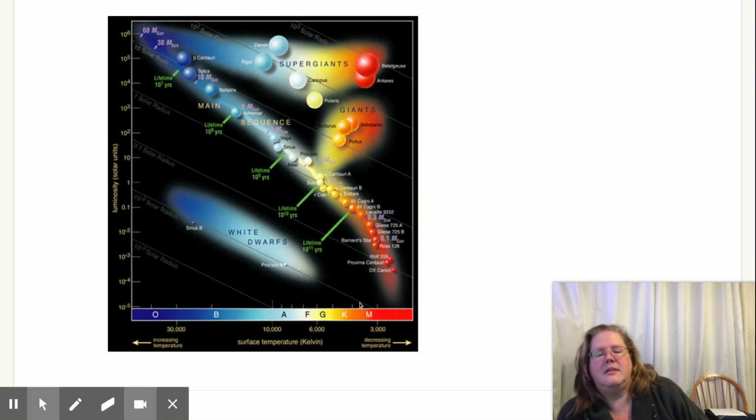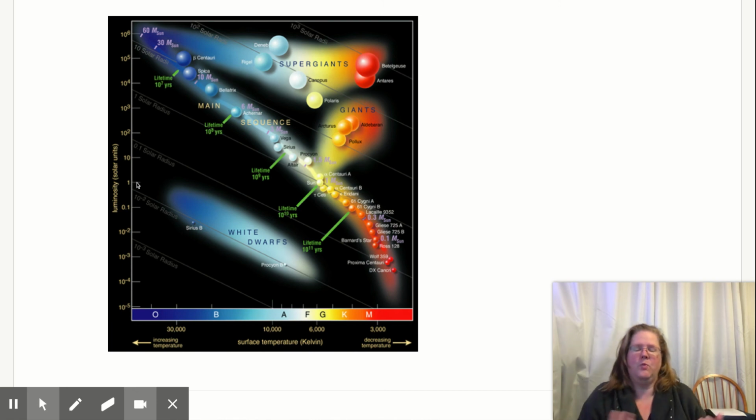Now, this on the bottom is temperature. Up here, this is luminosity. And the higher up you go is the brighter, and the farther down you go is dimmer. So high is bright, low is dim. Far to the left is hot, far to the right is cooler. So we're not a very hot star compared to that, and we're kind of Earth-centric, right? Because this is what we're used to.